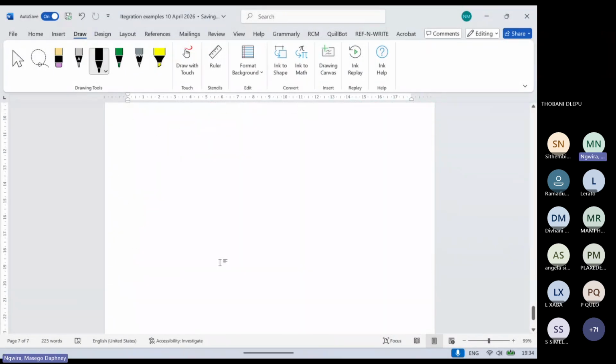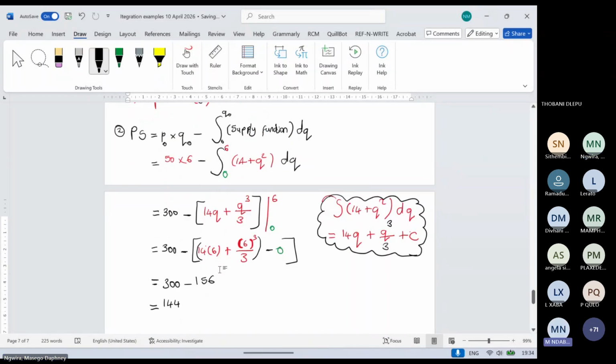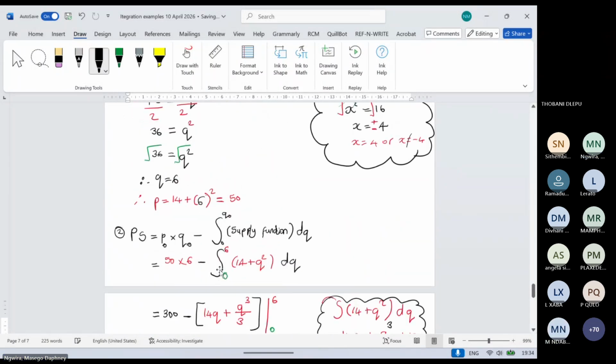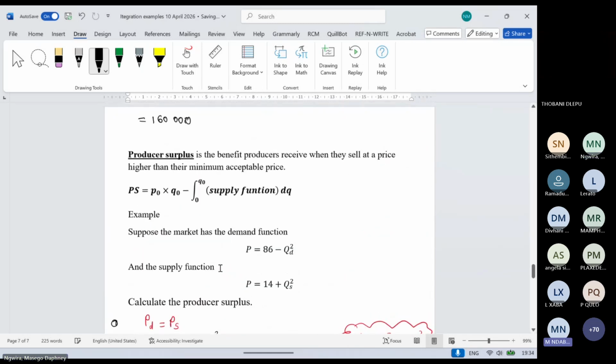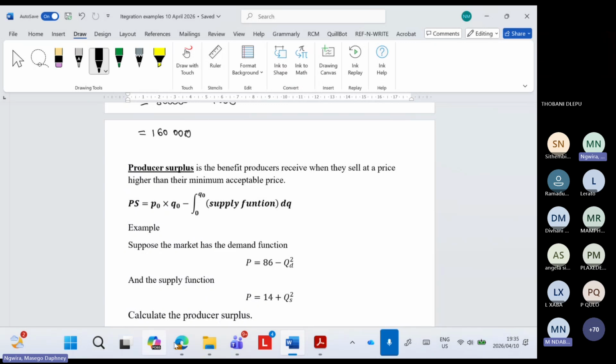Sorry, ma'am, can you go up a bit? I just want to see the question. You see on the limit it's 0 to 90. Then how did you get to have 6? It's not 90. This is the formula. It's Q0 from your study guide. Oh, I thought it's 90. Oh, yeah, it's not 90. It's Q0, from the study guide. That's the Q.